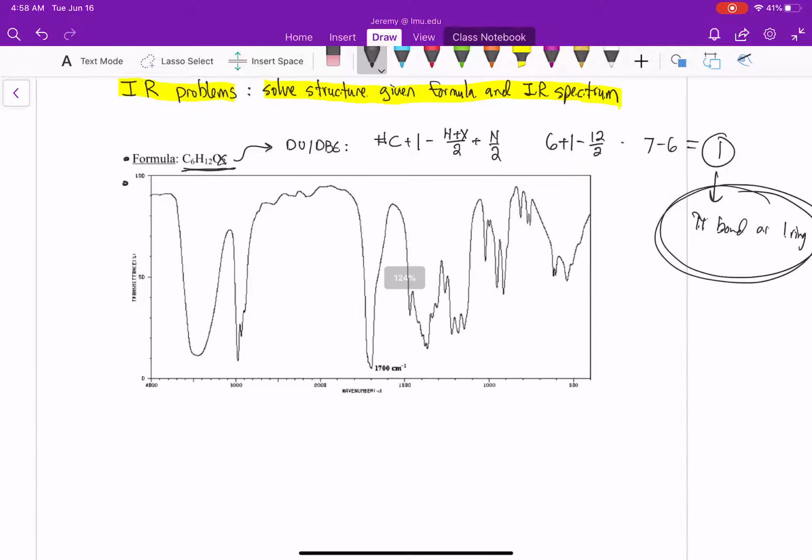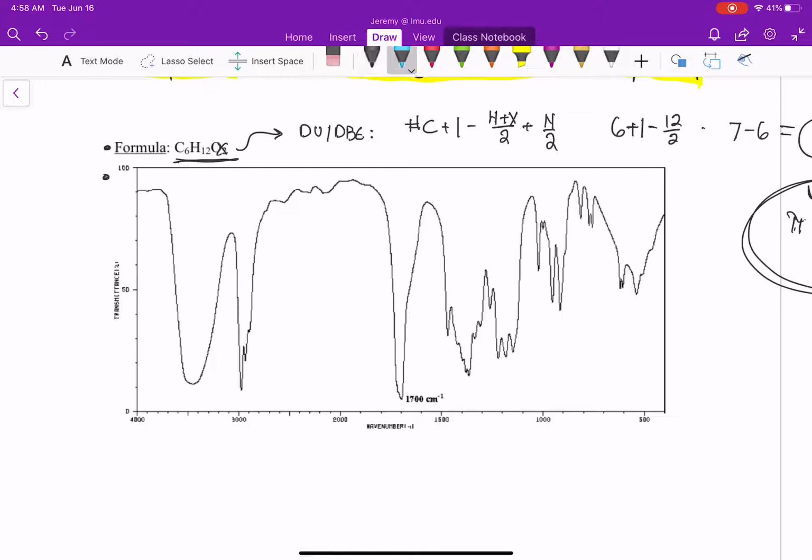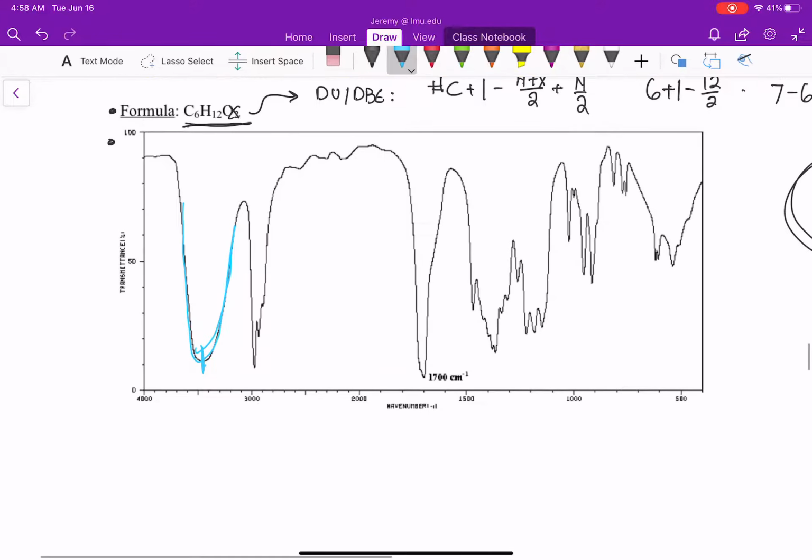All right, so let's analyze our IR. We go into zone 1. We've got a big broad peak here in zone 1. What does that represent? This is clearly going to represent an OH bond, and it can't be an NH, since there's no N in our formula, so that's an OH bond.